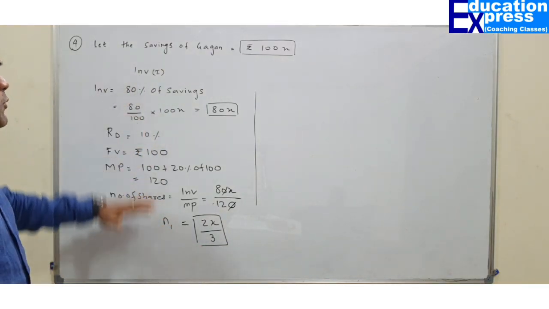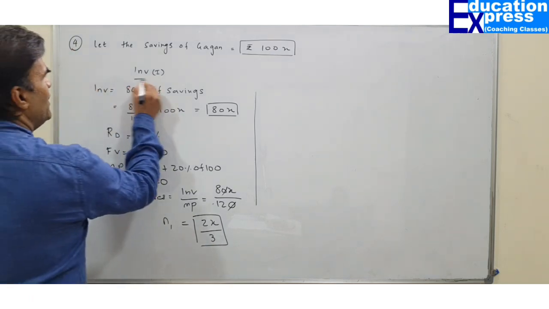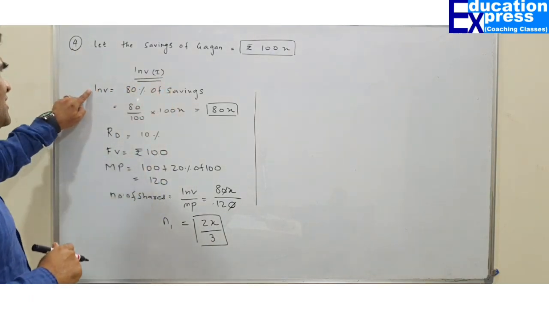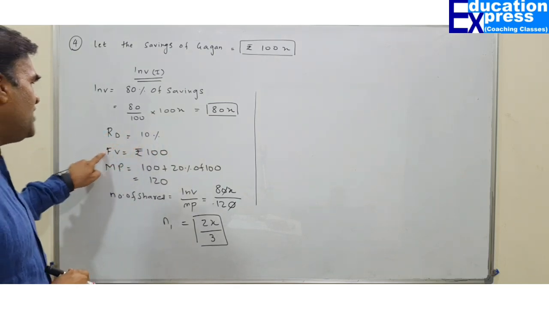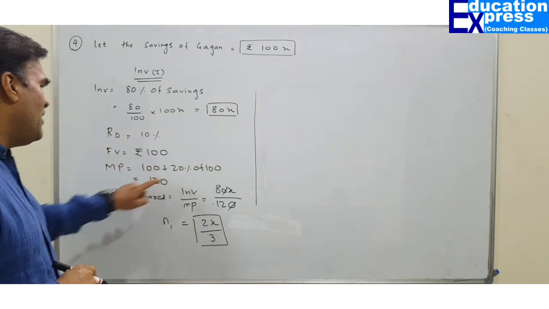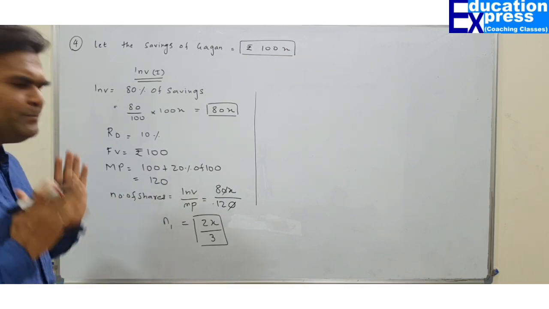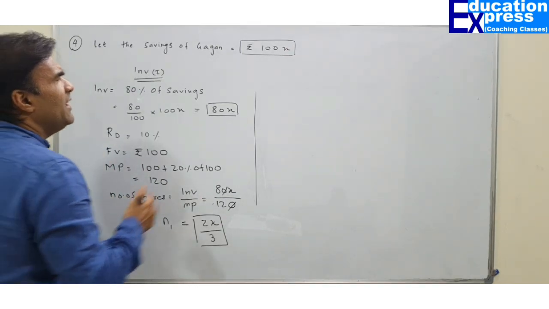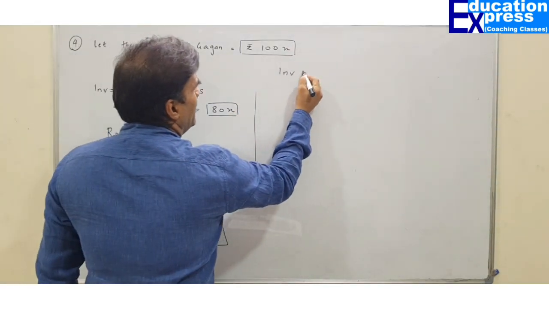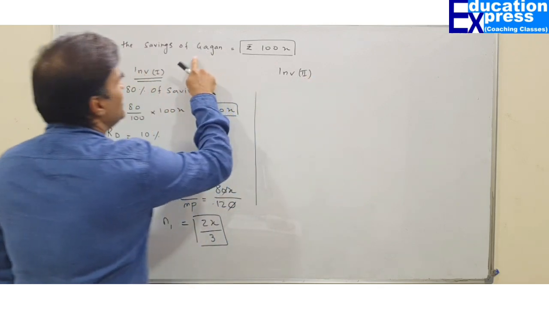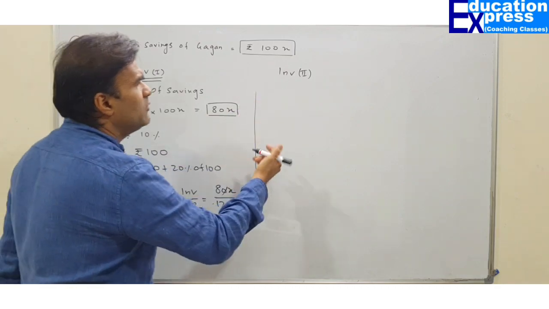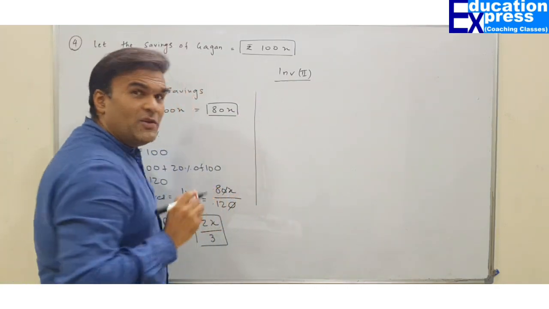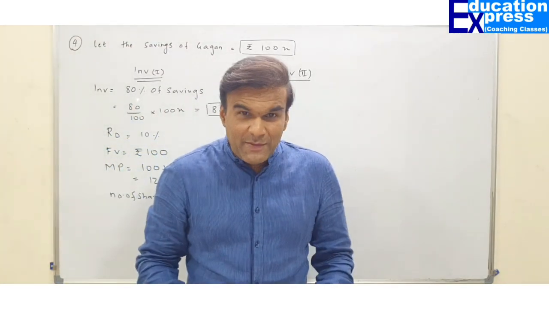So the entire profile of Gagan with respect to his investment is available. How much is the investment? 80x. What is the rate of dividend? 10%. Face value available. Market price available. Number of shares available. Exactly the same way we are going to find investment 2 also. That means Gagan has distributed his savings in 2 types of investment, investment 1 and investment 2. Let us see what information is available about investment 2.